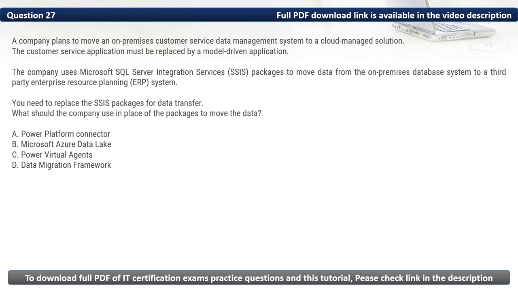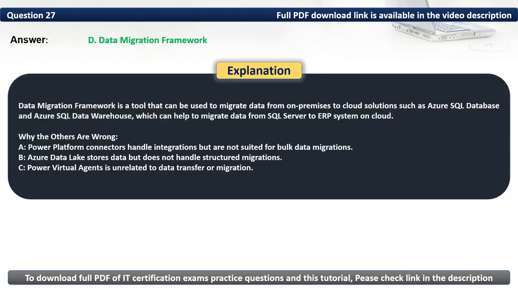Let us first discuss the incorrect options. About option A, Power Platform connectors handle integrations but are not suited for bulk data migrations. About option B, Azure Data Lake stores data but does not handle structured migrations. About option C, Power Virtual Agents is unrelated to data transfer or migration. Thus, in place of the packages to move the data, the company should use data migration framework. As such, the correct option is D.